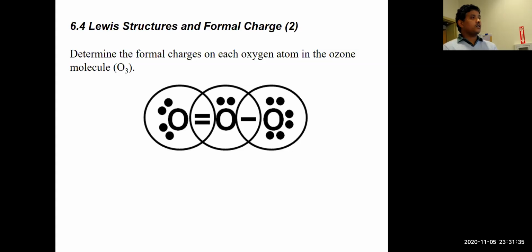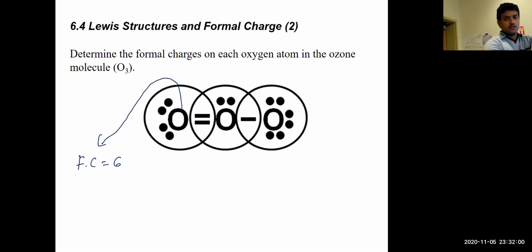All right. So the question is asking us to determine the formal charges on each oxygen atom in the ozone molecule. Okay, let's do this. So I'm going to use my method of group number minus sticks and stones. So for that, I'm just going to write formal charge. Group number for oxygen is 6. I'm working on this oxygen. Group number is 6, right?